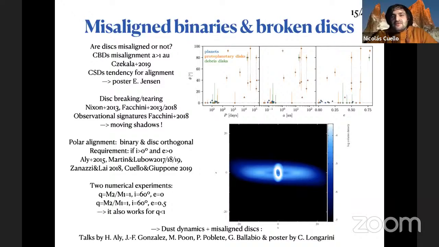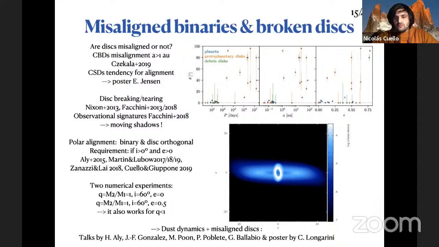And it gets even better, because if we now allow the inner binary to become eccentric, we have another phenomenon, which is polar alignment. In this case, as I will show in a bit, we can have a binary which is orthogonal to the inner disk. The requirement is that the initial inclination, or relative misalignment, needs to be larger than, let's say, 30 or 40 degrees, and you need the eccentricity to be larger than zero. This was first studied by Ali and collaborators, and also Martin and Lubow, and there are several works on this.